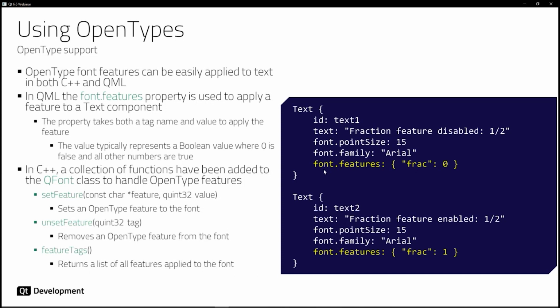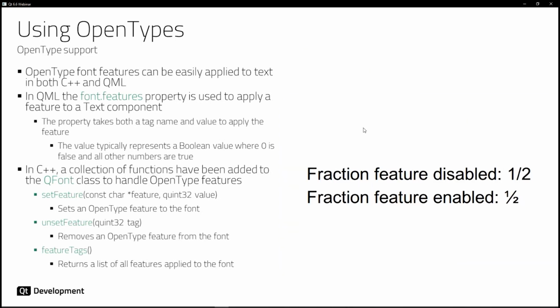So this should display as default, whereas the second text object is going to use the OpenType support and display this fraction in the smaller 1/2 format that we saw. So if I flip to the other side, we'll see our results. As expected, we've got this 1/2 in a normal format, and in the second text object, we have an OpenType 1/2 in the fraction form.